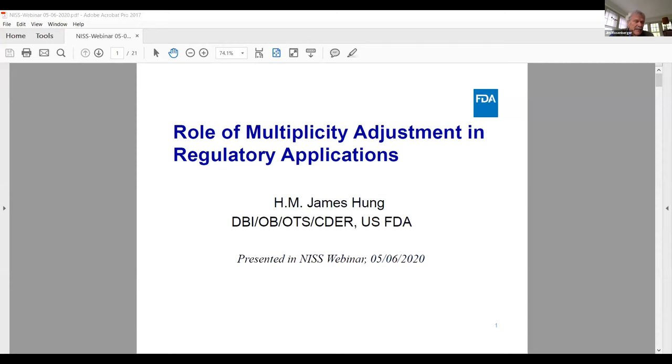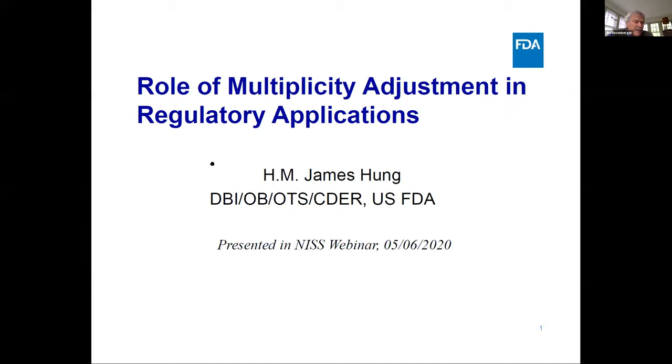James Hung is the director of the Division of Biometrics in the Office of Biostatistics and Translational Sciences at the Center for Drug Evaluation and Research at the U.S. Food and Drug Administration. During his tenure with the FDA, James has extensive experience in reviewing large mortality and morbidity clinical trials in cardiovascular and renal disease areas. His research covers utility of p-value, factorial design trials, adaptive designs, non-inferiority trial designs, and multi-regional clinical trials.